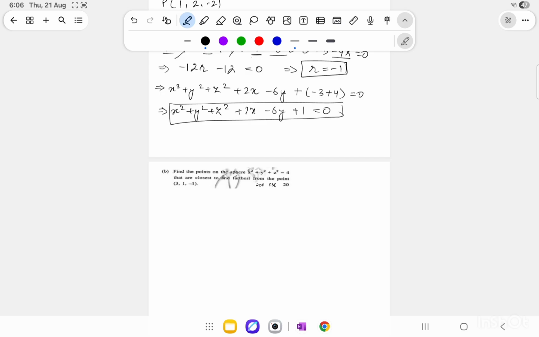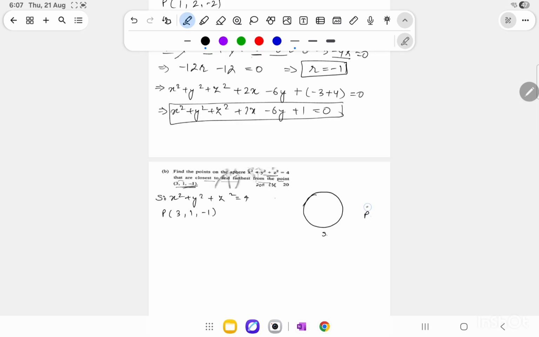The next question says to find the points on this sphere that are closest and farthest from the given point. We have done a similar question like this yesterday also. The equation of the given sphere is x² + y² + z² = 4, and they have given us the point P (3, 1, -1). So let's say this is my equation of sphere S, and this is my point P.